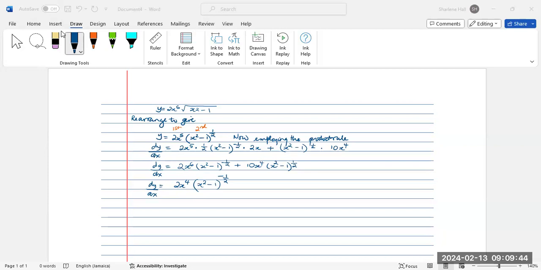And of the x squared minus 1 to the negative a half, and the x squared minus 1 to the positive a half, I have to take out the negative one, because the negative a half is smaller than the positive a half. So you always take out the smaller of the two. Always remember that, please.